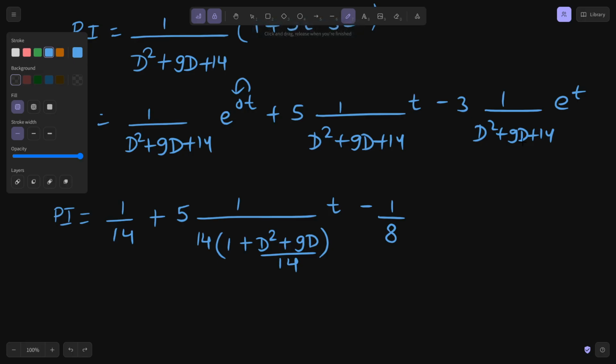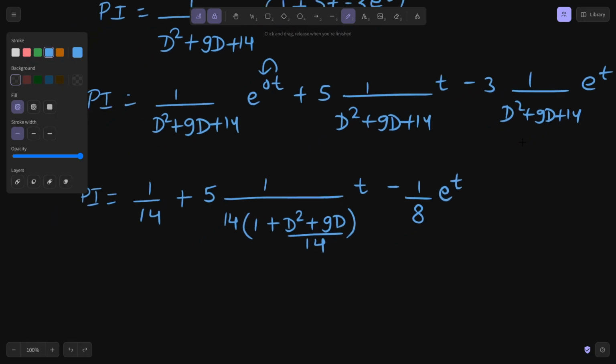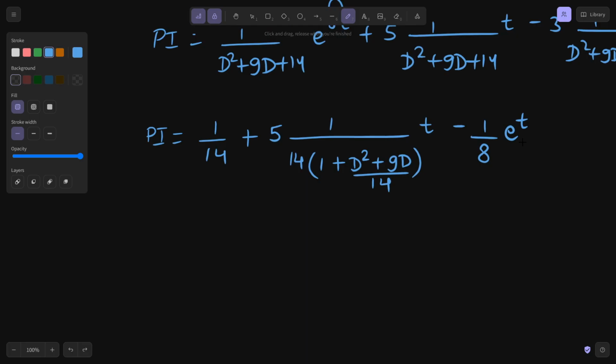So here in the first part, writing e power 0 t again. Here if I write e power 0 t, that doesn't matter because that is 1 only. But here I need to write e power t. What's next? Particular integral is 1 by 14.